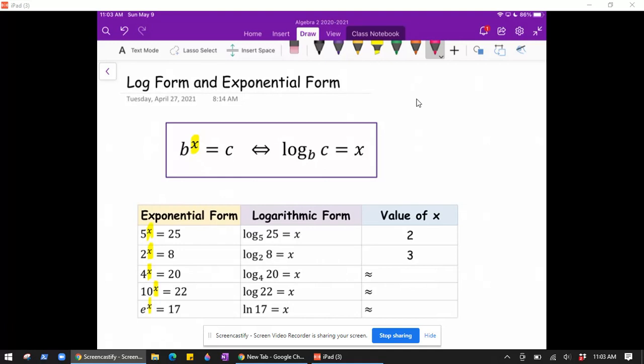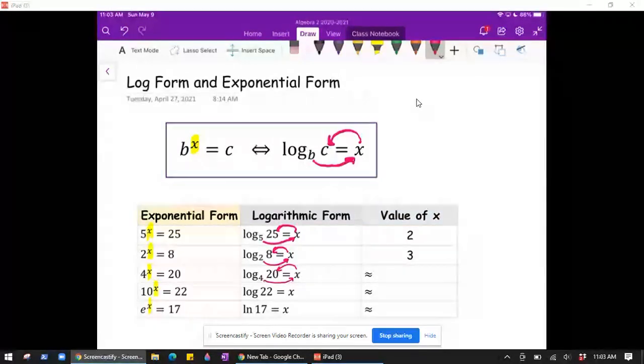So, just as a reminder how log form works, remember your base is down here, b to the x equals c. That's sort of the flow that your brain should do to check that you've correctly translated exponential form to log form. So we can see in every single case down here, I've done that correctly, right? So 5 to the x equals 25. 2 to the x equals 8. 4 to the x equals 20.